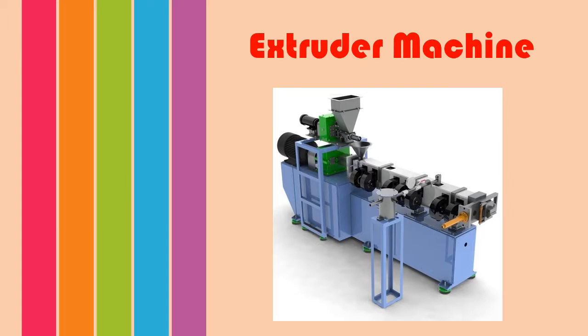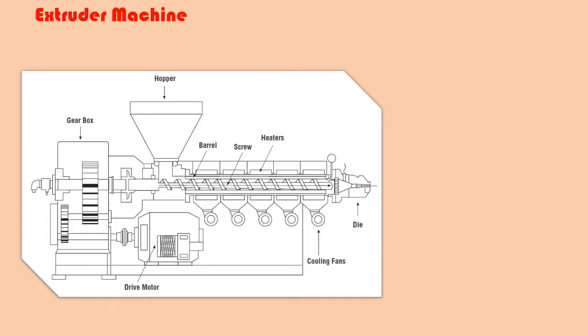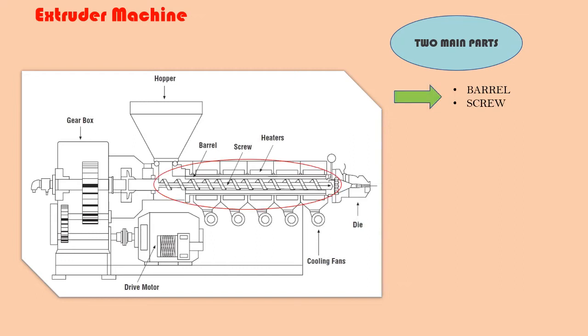This is an extruder machine. The one shown right now is a single screw extruder machine that is usually used in the industry for plastics and elastomers. Right now I'm showing you the cross section of the extruder machine. There are two main parts. One is the barrel, the one I'm circling right now. The second one is the screw. So these are the two main parts in the extruder machine.